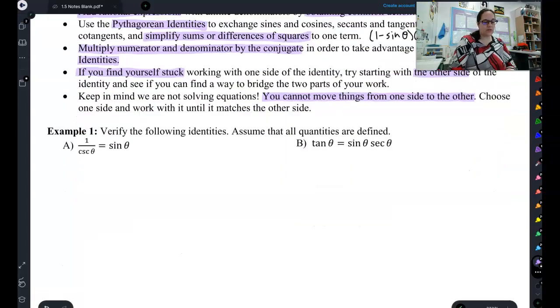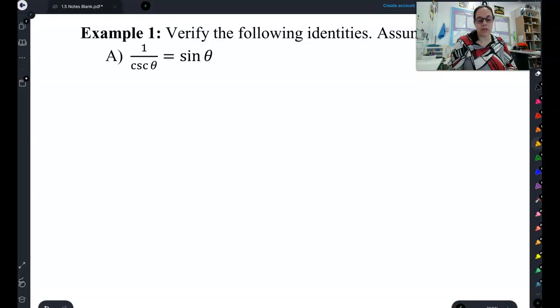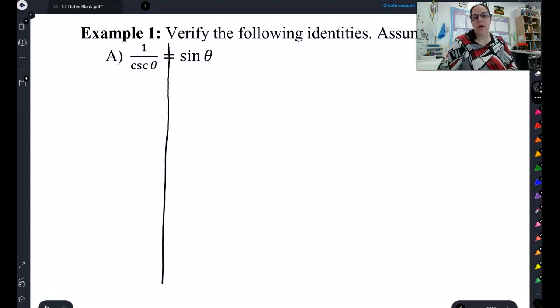Now, keeping all those tips and tricks in mind, here's some things that I personally do to help me with these problems. First off, anytime I need to verify or prove an identity, I put a big bar down the middle. That bar helps me remember I cannot move anything across that bar. What's on one side has to stay on that side. Next, pick the more complicated side to work on first. This one definitely looks more complicated, so we're going to look at the left-hand side on this one. I need to simplify this left-hand side to make it look like the right-hand side.